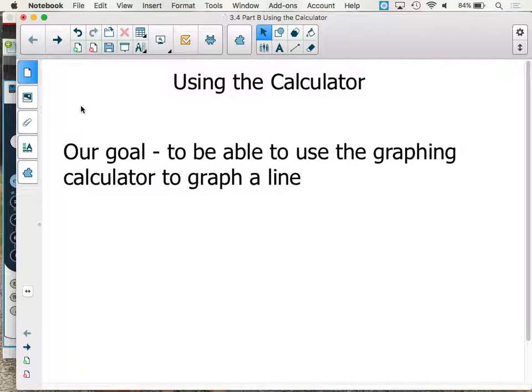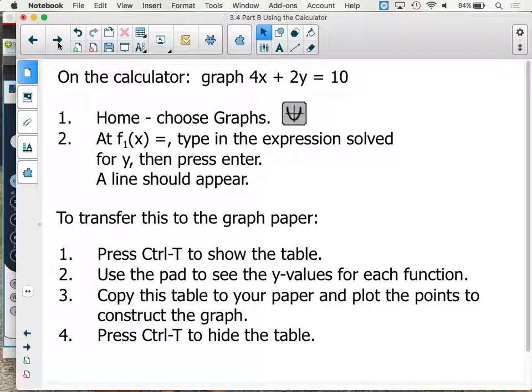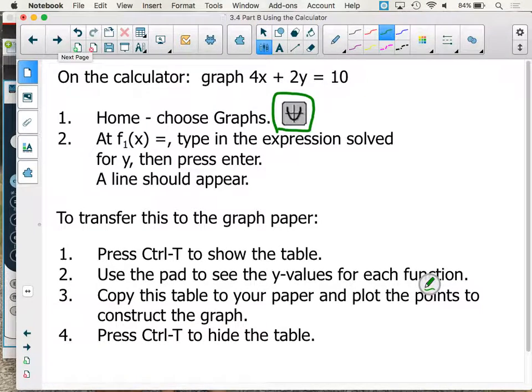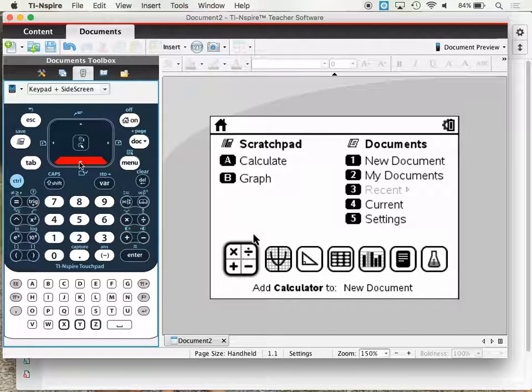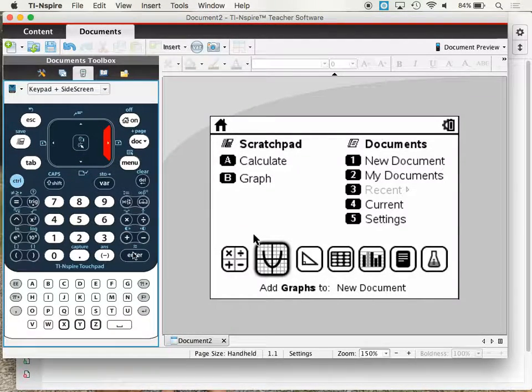So today we're going to use the graphing calculator to graph some of the lines that we've done previously. So take a minute, make sure you turn your graphing calculator on. What we're going to do is start by graphing the line 4x plus 2y equals 10. Notice that on the calculator, when we go to the home screen, we're going to choose the graph. And the graph symbol is this little graph-like icon. So when you go to your home screen, work your way down and select graph.